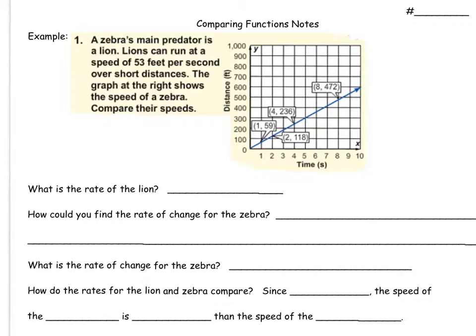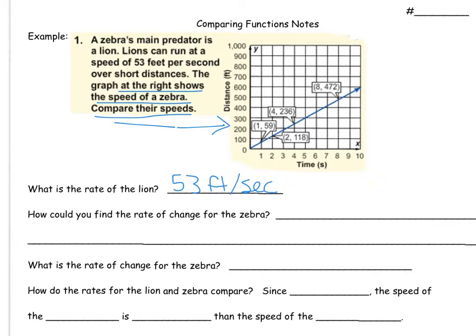The problem says the zebra's main predator is the lion. Lions can run at a speed of 53 feet per second. So that gives us the rate of the lion: 53 feet per second. The graph at the right shows the speed of the zebra. And then it says to compare their speeds.